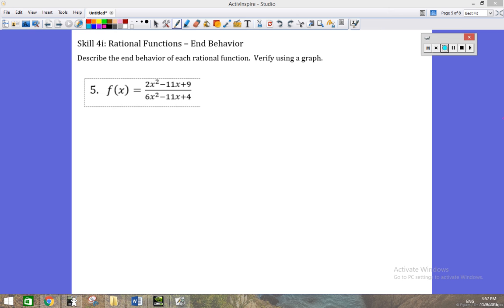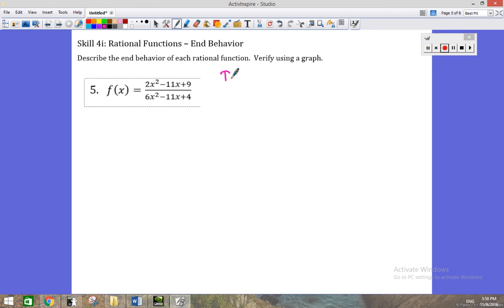My end behavior always falls into one of three categories. A horizontal asymptote that is just the ratio of the leading coefficients, or a horizontal asymptote that's the x-axis, the line y equals 0, or when it's top heavy, it doesn't have a horizontal asymptote. So those are the categories. Those are the three possibilities.